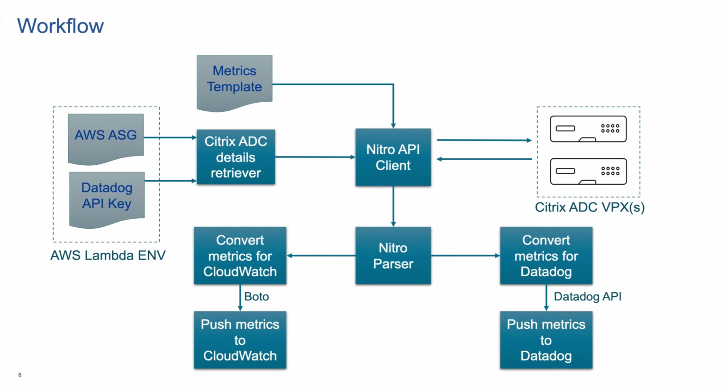And when we come to Datadog's workflow, we again have one more converter module where we convert the Nitro stats that we received from ADC to a Datadog-friendly structure, and then we use Datadog's API to push the metrics to Datadog. So this is in brief the workflow of the AWS Lambda function that we will be seeing in a while.